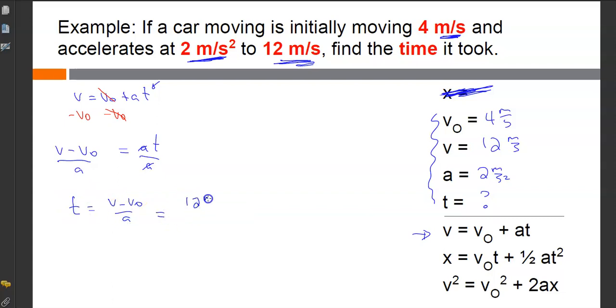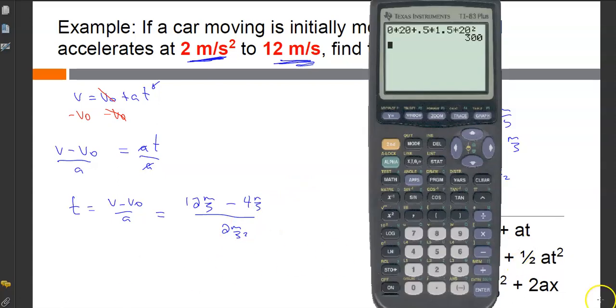I put them in. 12 meters per second minus 4 meters per second, all divided by 2 meters per second squared. Okay, now notice the squared is on the seconds. It's not on the 2. It's not on the meter. It's just on the seconds there. So be careful with that. But I could do several things here. I could come up with my calculator and do this all in one fell swoop.